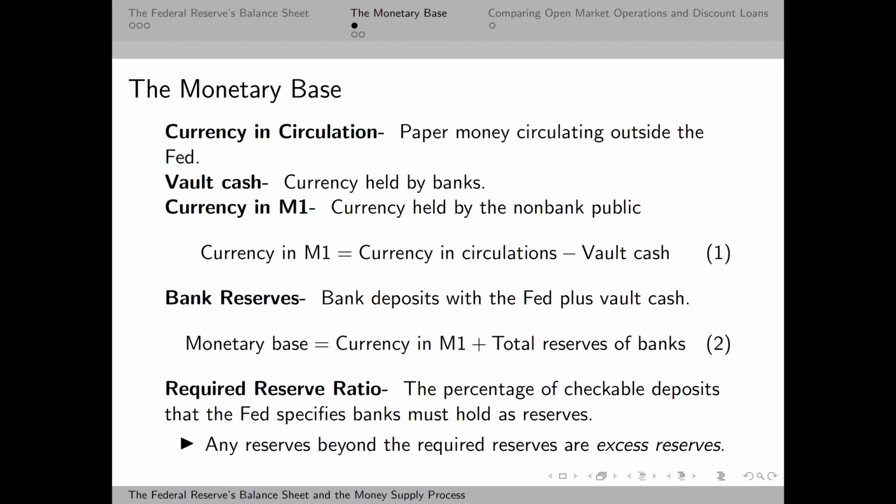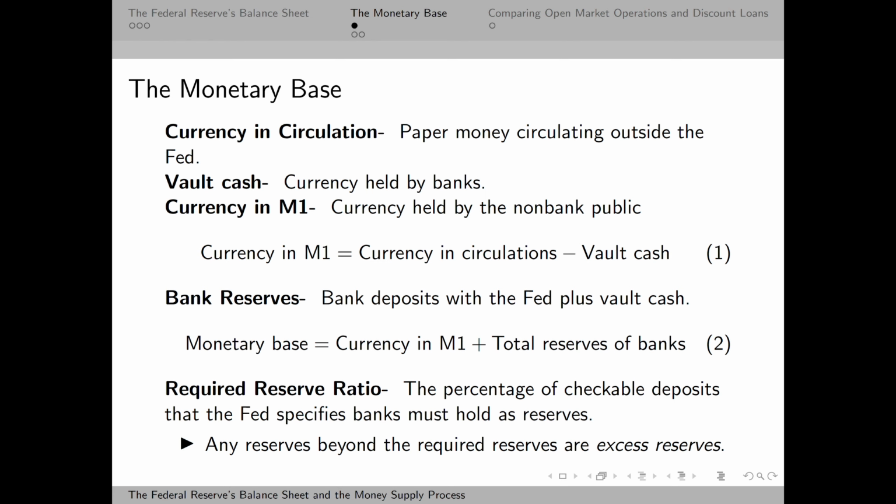Now, let's move on to the monetary base specifically. So let's go over a couple definitions. First, the currency in circulation is the paper money circulating outside the Federal Reserve. So the currency that the Fed is not controlling right now. Vault cash is currency held by banks. Currency in M1 is the currency in circulation minus vault cash. So this is the currency that is just being held by the non-bank public. Bank reserves are bank deposits with the Fed plus vault cash. So we're doing the opposite side.